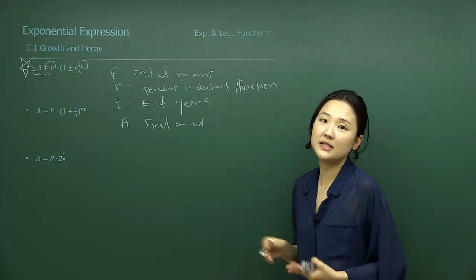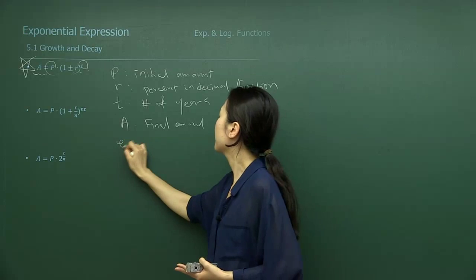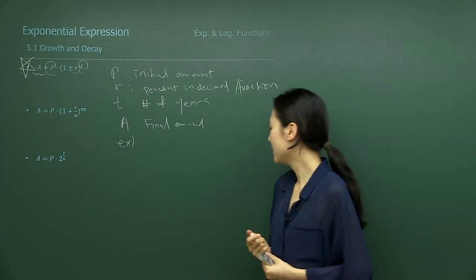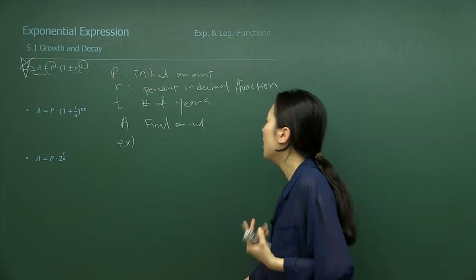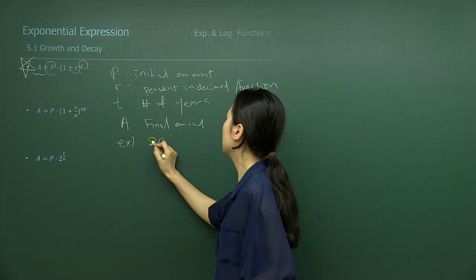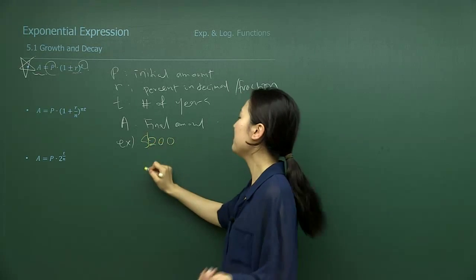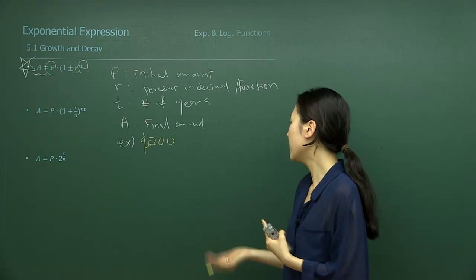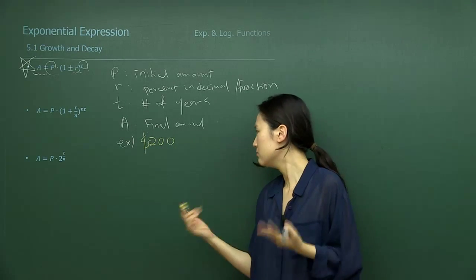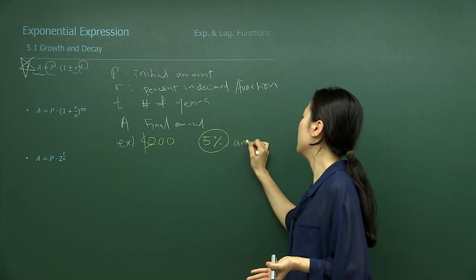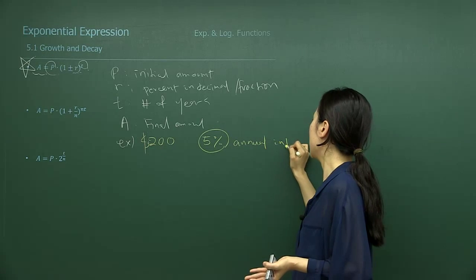So let me give you an example. Say, since people do love money, let's do an example on money. Say you have $100 from your grandparents. Say 200 each, right? So you want to save this money up. So you look for a bank, and the bank offers 5% annual interest rate.